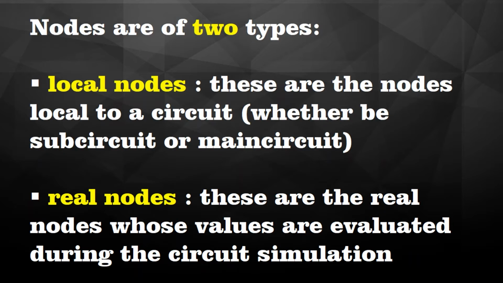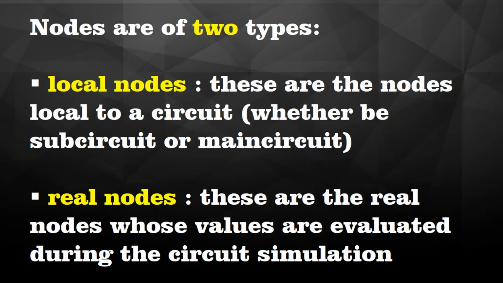Now nodes are essentially of two types: local nodes and real nodes. Local nodes are the nodes local to the circuit, whether it be a main circuit or a sub-circuit. Real nodes are the nodes whose values are evaluated during the circuit simulation. Whenever a sub-circuit is invoked inside a main circuit, the local nodes are named uniquely, and they now become the real nodes. Only the relative position of the local nodes remains preserved, which is all we need. As such, every time a subcircuit is expanded inside the main circuit, new node numbers are allotted to the subcircuit description inside the main circuit, keeping the relative configuration of the local nodes the same.